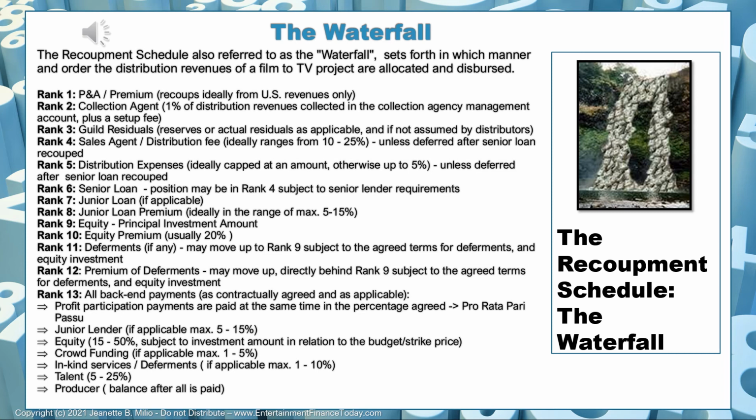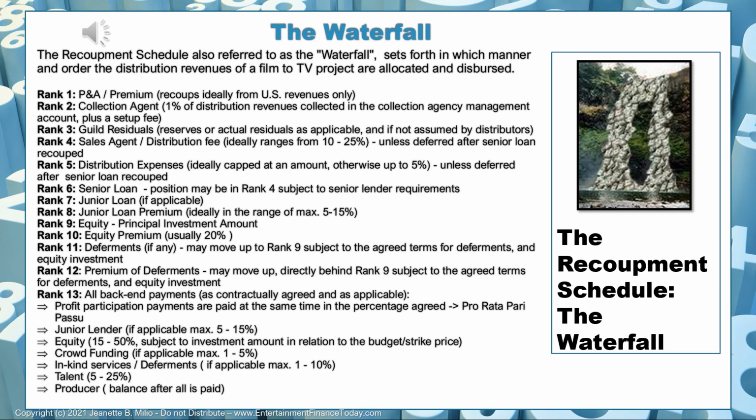So first, if you have a theatrical movie and you have a P&A investor who paid for the theatrical release, this P&A investor, including the premium, would recoup first. And ideally, you want to keep them on the US revenue side. You do not want them to step into your international distribution revenue side if you can.